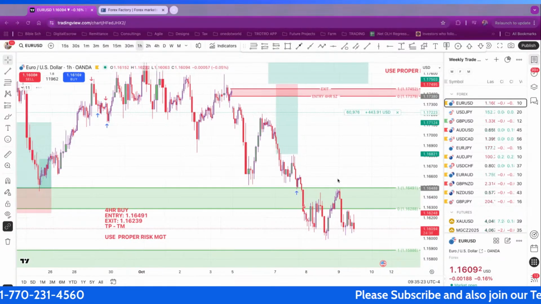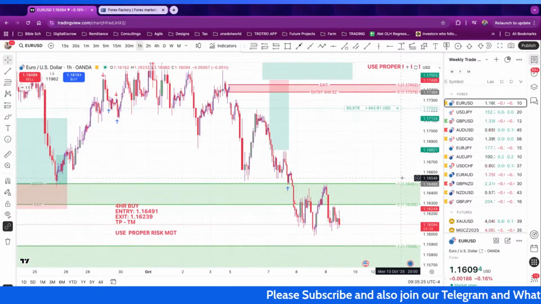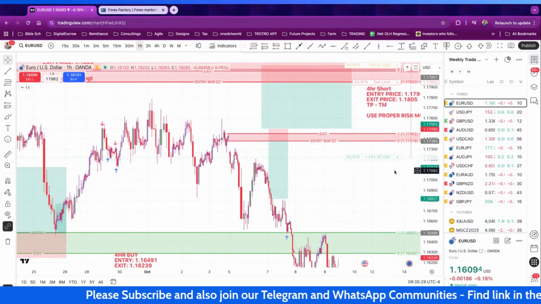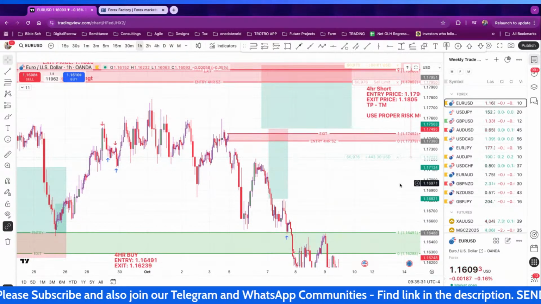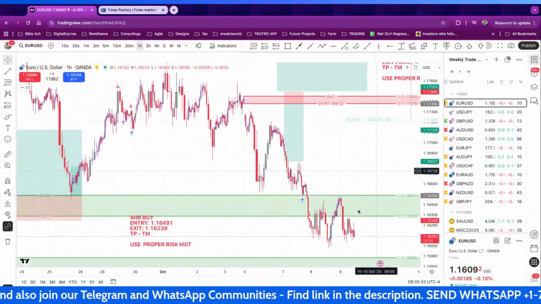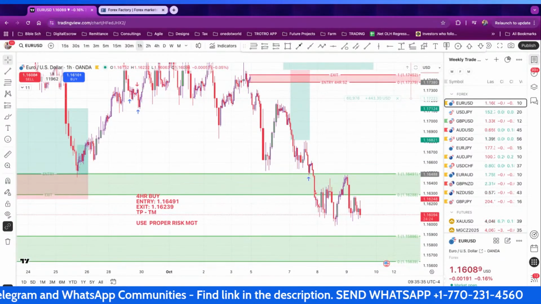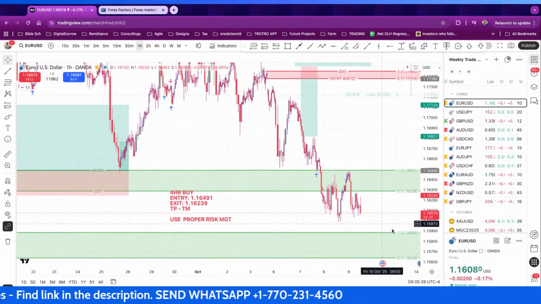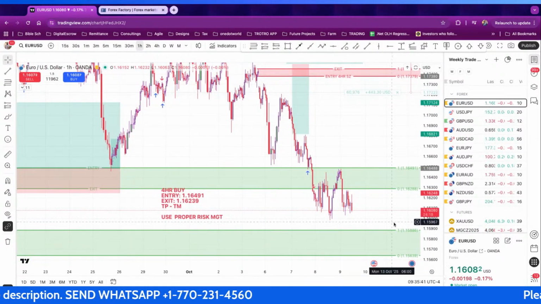Okay, all right. For the Euro USD, the market is far away from here. Let's look for something that is down. So for Euro USD, the market is almost coming down to this.